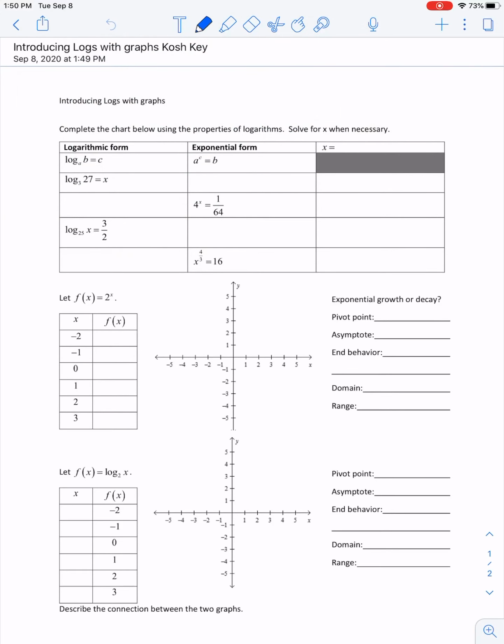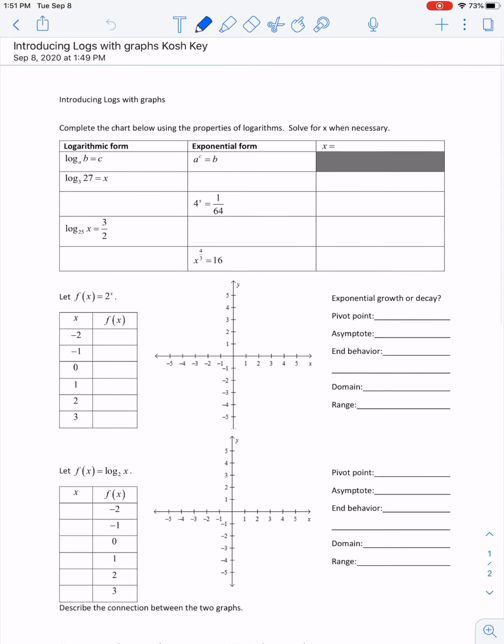All right, ladies and gentlemen, we are going to talk about the connection between exponential and logarithmic equations and look at their graphs. I'm assuming that you've seen this before. I'm going to teach it like you've never seen it, but a little bit faster, perhaps.